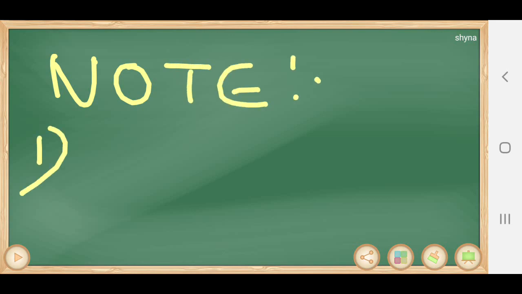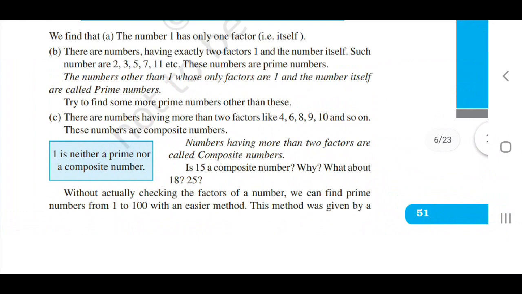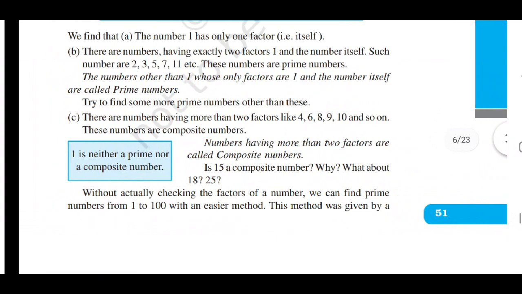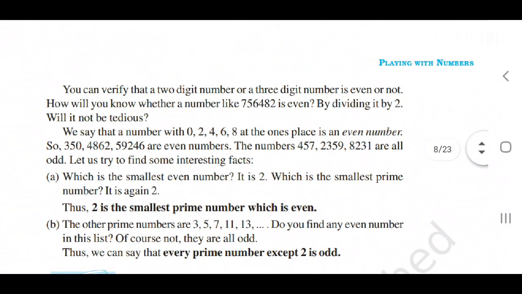First one. 1 is neither a prime nor a composite number.